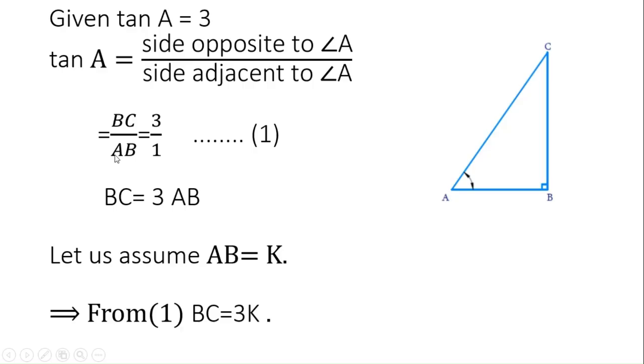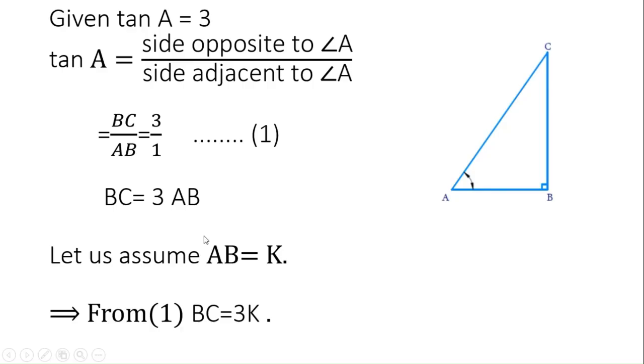So BC by AB is equal to 3 by 1. Okay, 3 is given. We have written 3 as 3 by 1. There will be no change. Okay, so BC becomes 3 into AB. Just cross multiplication. BC becomes 3 into AB. Let us assume AB as K. This is only for making our calculation easy. We are taking it as a constant K value.